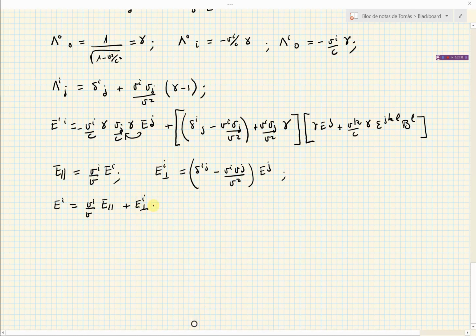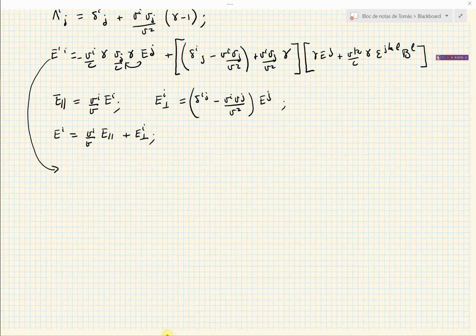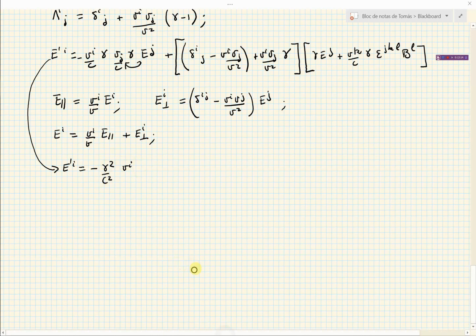Now, using these definitions, we have that this formula here can be written in this way: E prime i equal minus gamma squared divided by c squared, and then you have v i v, I need to multiply and divide by v.